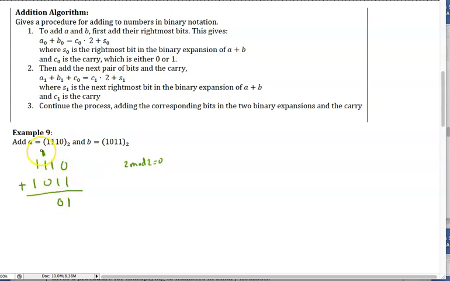Then again I get 1 plus 1 is 2. If I divide 2 by 2, I get a mod of 0, remainder of 0, and the whole number carries. Then 1 plus 1 plus 1 is 3. So I have 3 mod 2, the remainder is 1, and 3 divided by 2 gives you 1. The whole number carries over to the end. Okay, so here's the answer to the addition there.